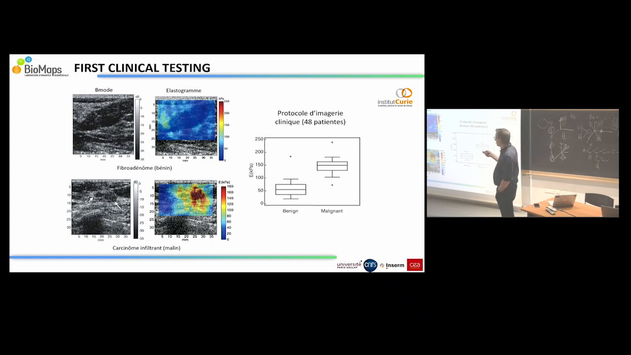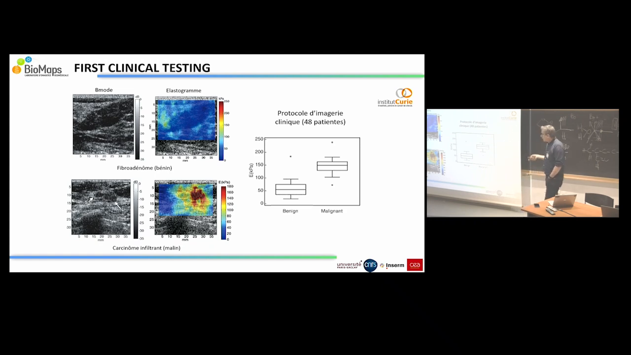Here you have a classical B-mode image for a fibroadenoma, which is a benign lesion. And you see that there is an elastography map, which is very blue, very soft. And here you have carcinoma. So this is cancer. And you have a hard tumor that you can quantify at about 200 kilopascals. And if we do a sensitivity analysis, you can separate benign and malignant patients.